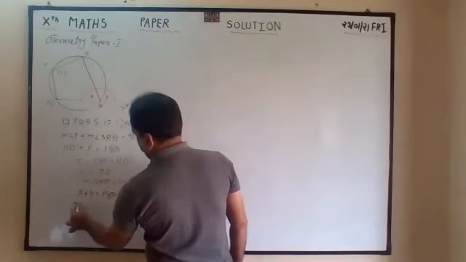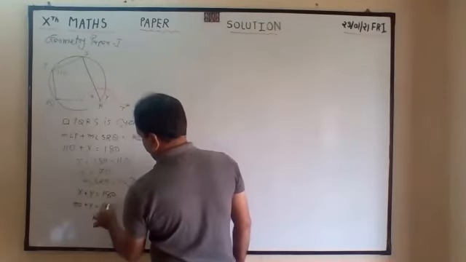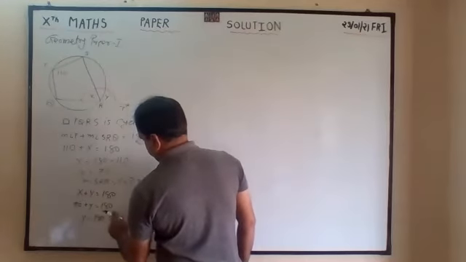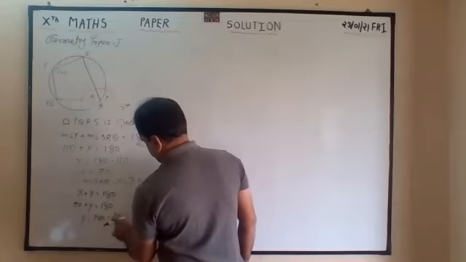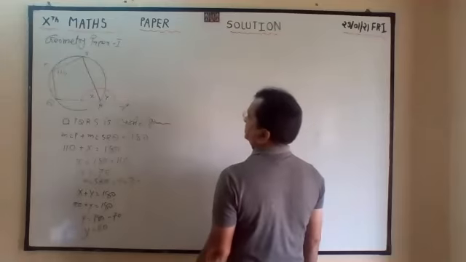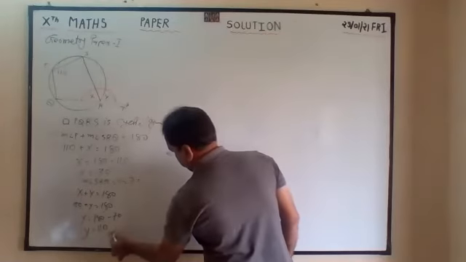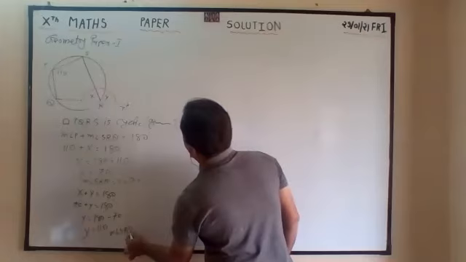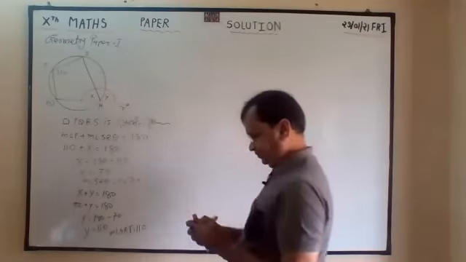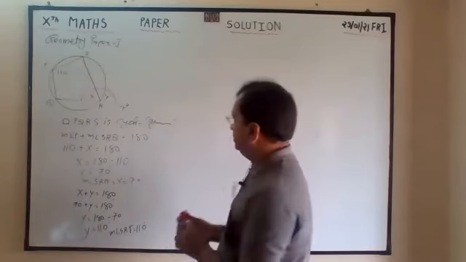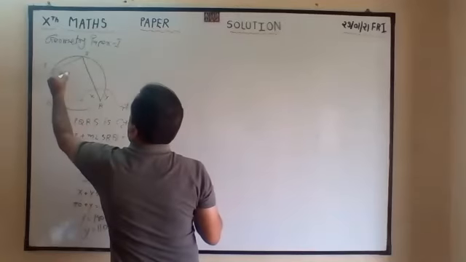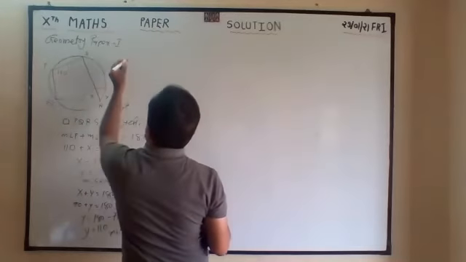So X plus Y is equal to 180 degree. So Y is 180 degree minus 70. Y is what? Measuring angle SRQ. SRT. One more point. This is 110, so this is also 110. Why?